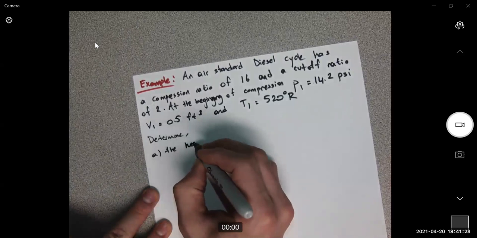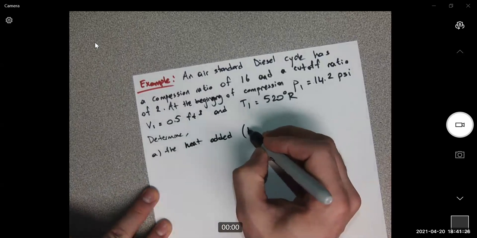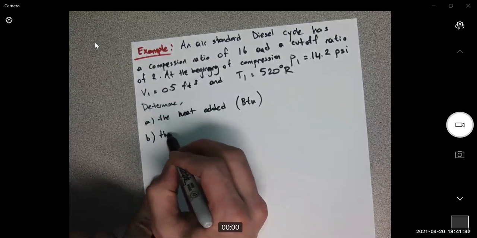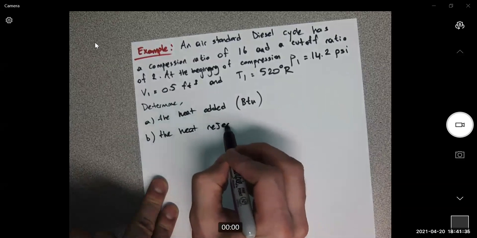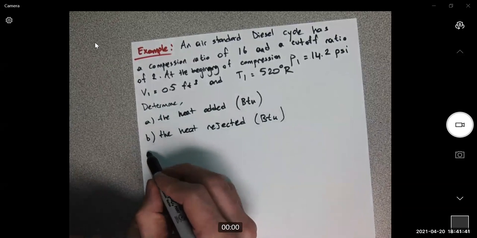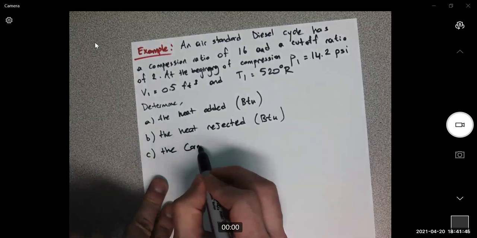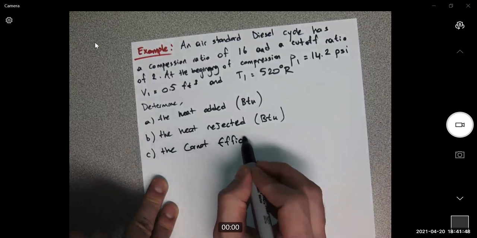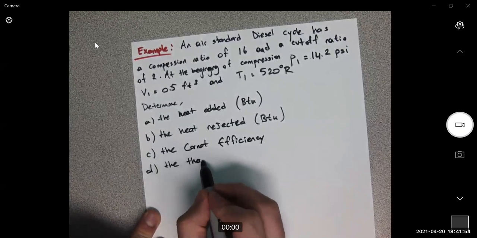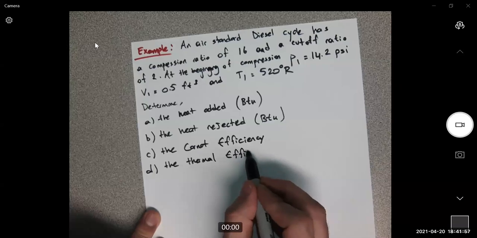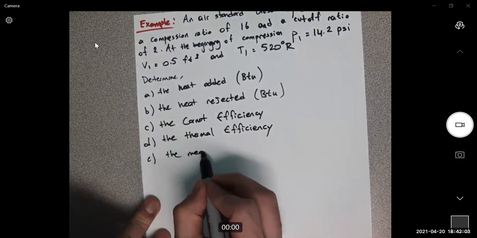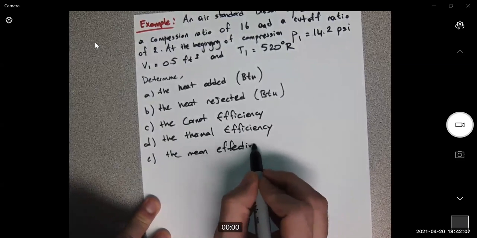the heat added to the system in BTU, the heat rejection in BTU, the Carnot efficiency, the thermal efficiency, and the mean effective pressure.